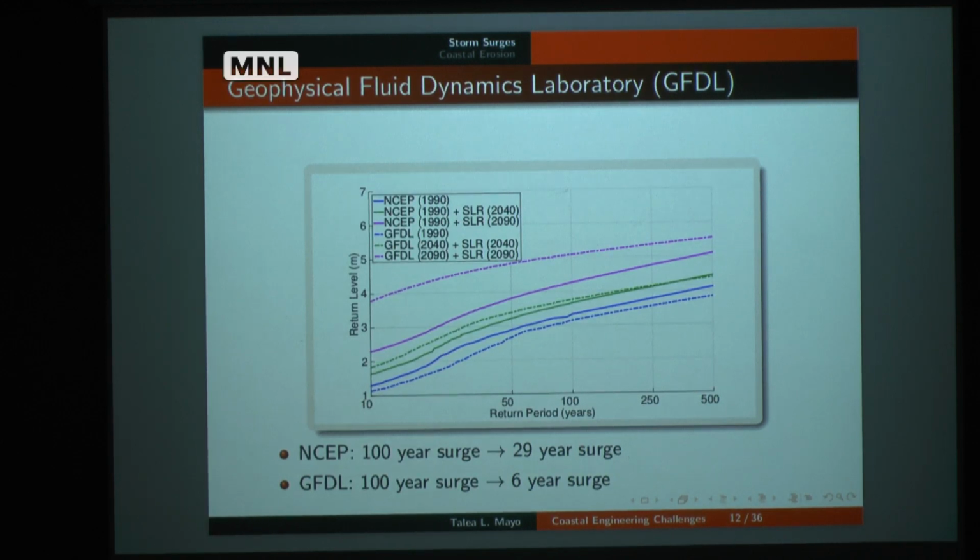Okay, so the point that will tie through all of the work is that there's definitely uncertainty, but our risk of storm surge is increasing, and not only because of sea level rise, also because of the changing storm climatology.